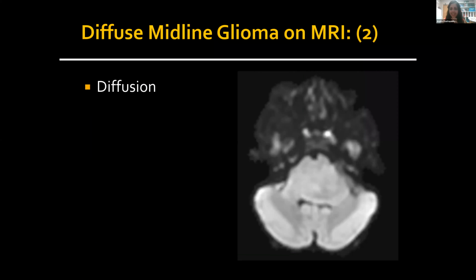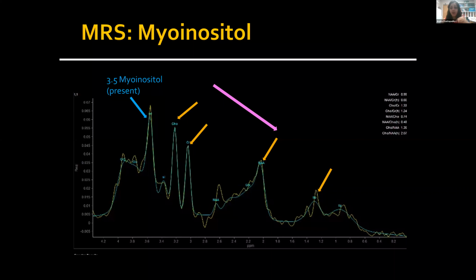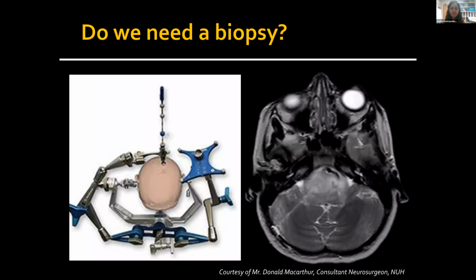On the diffusion weighted images, we often don't see much in the way of diffusion restriction. And similarly, it can look quite bland on the post-contrast images. And that's really to highlight the fact that despite there being no diffusion restriction or enhancement, it's still a high-grade tumour, even though on radiology it can look quite bland. Again, we've got a tumoral trace on the spectrum and a high myoinositol peak in this case.